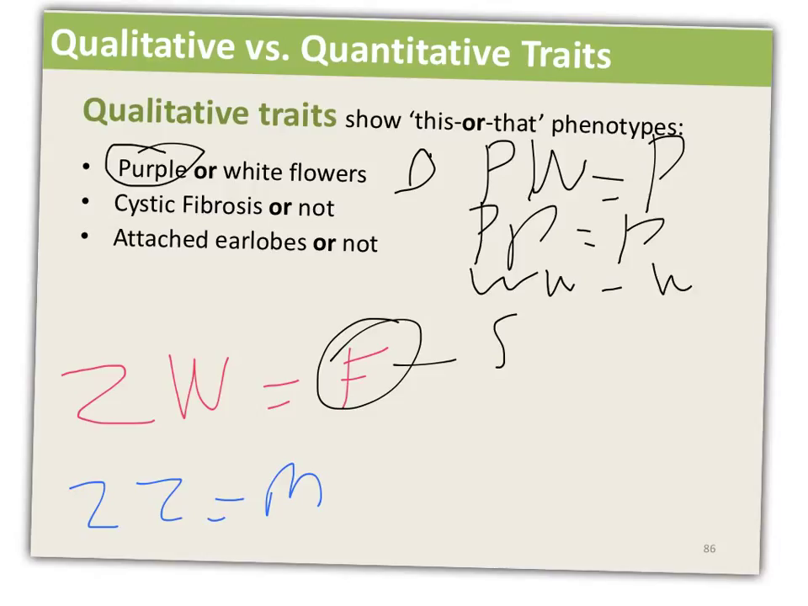Okay. Cystic fibrosis, or not. Attached earlobes, or not. Okay. These are called qualitative traits.